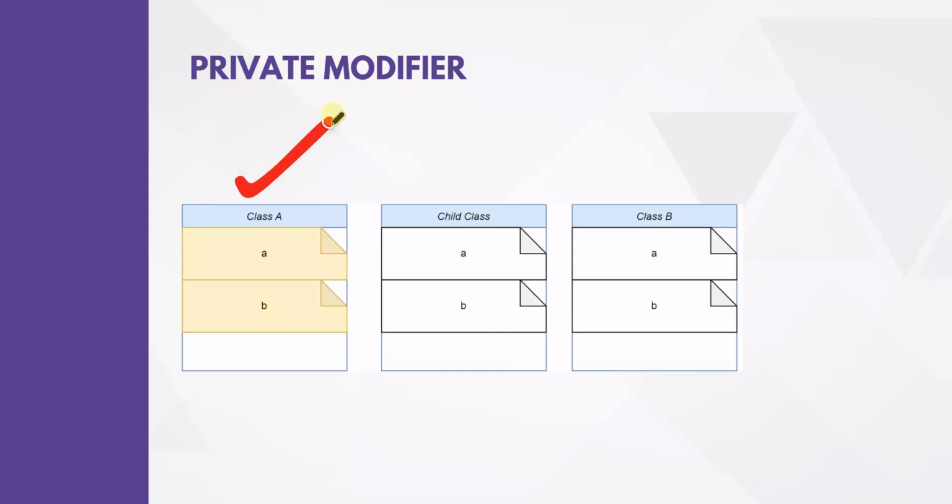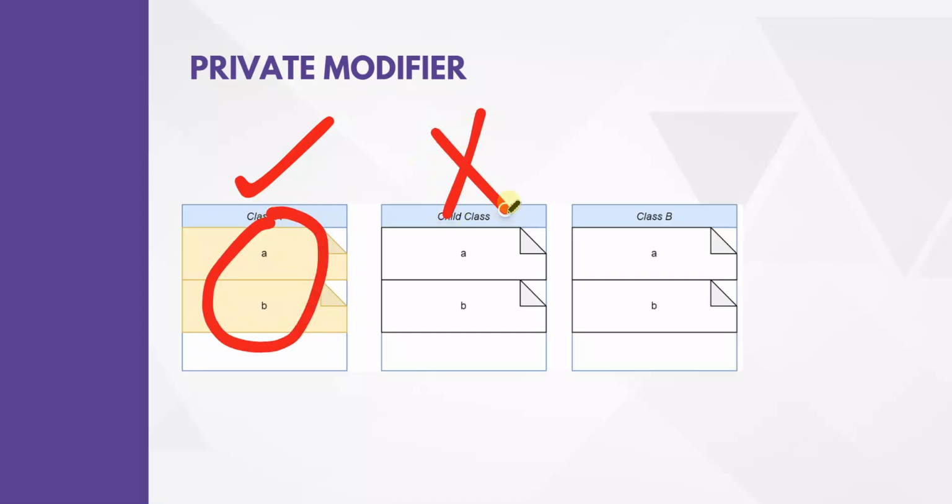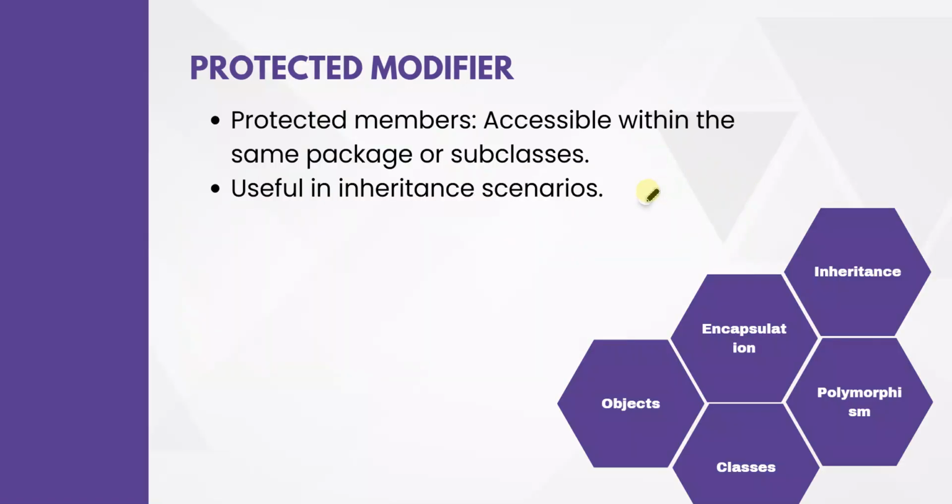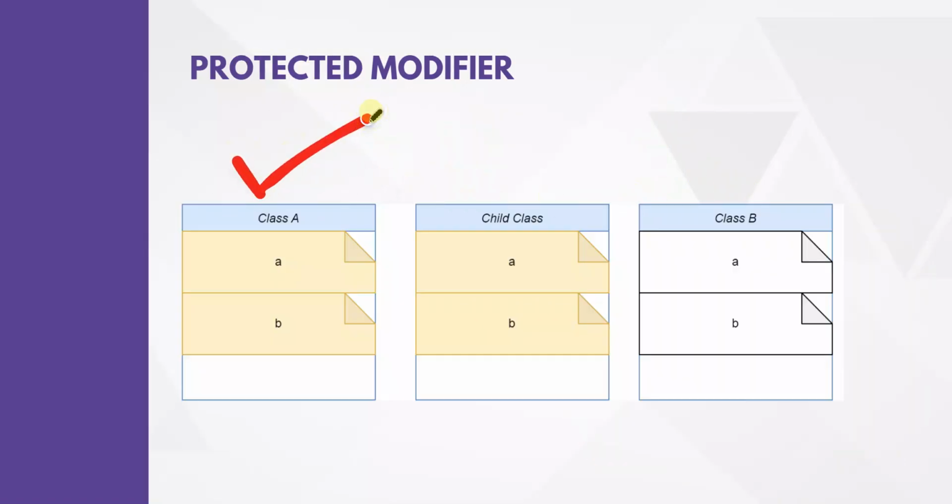But private data members are available only in the class in which they are defined. They are not available in the child classes, and they are also not available in third classes. In the protected case, they are available in the parent class, as with every data member. They are also available in the child class, but not accessible in third classes. And we observed the same thing in our code too.